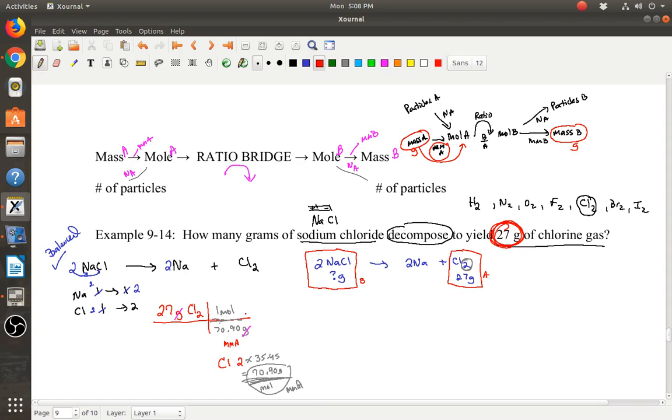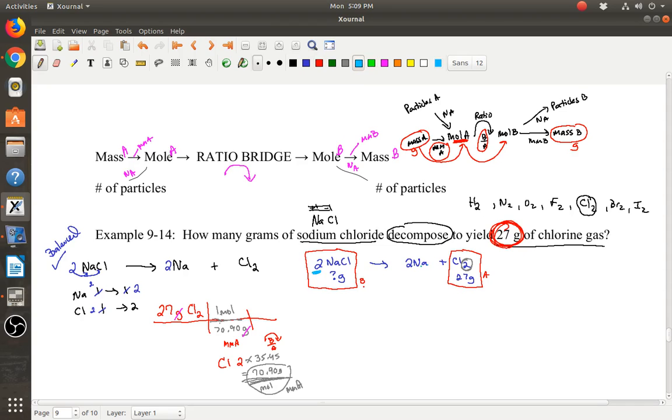And I just finished going from here to here. I now have the moles of molecule A. Molecule A was chlorine. I know how many moles there are. Now to go from the moles of A to the moles of B, I have to use the ratio B over A. So I'm going to use the ratio next, which is B over A. B is right here. This is molecule B. And I have 2 of them.